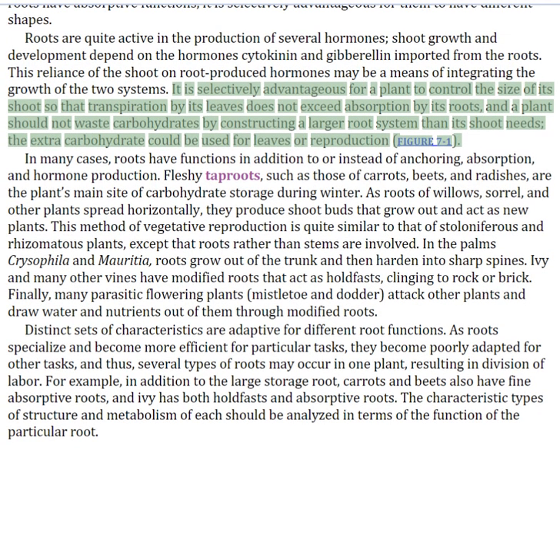It is selectively advantageous for a plant to control the size of its shoot so that transpiration by its leaves does not exceed absorption by its roots, and a plant should not waste carbohydrates by constructing a larger root system than its shoot needs. The extra carbohydrate could be used for leaves or reproduction.